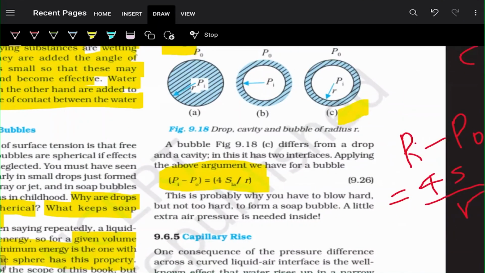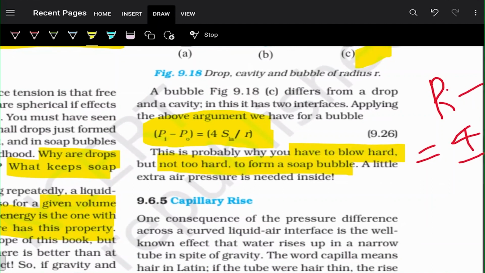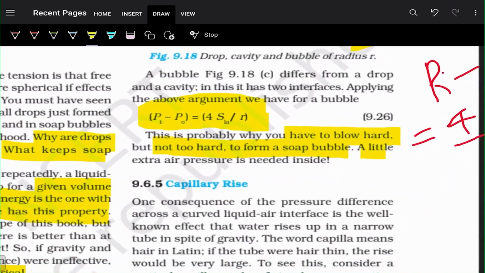Correct. This is probably why you have to blow hard. Yes, you have to blow hard, but not too hard, to form a soft bubble. A little extra air pressure is needed inside.